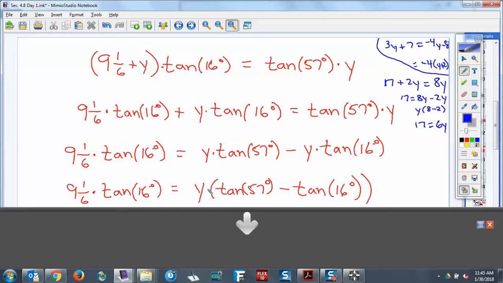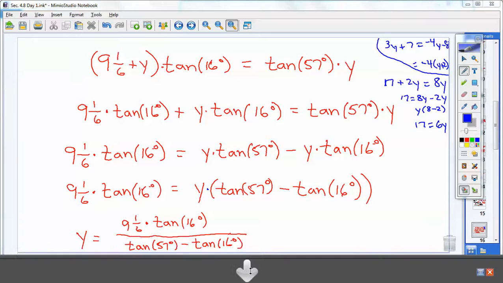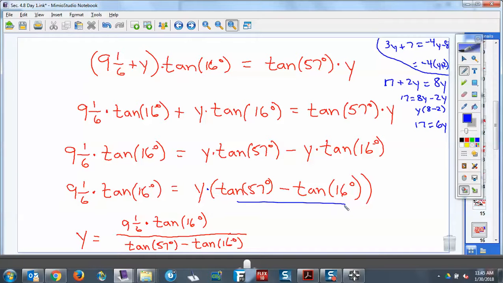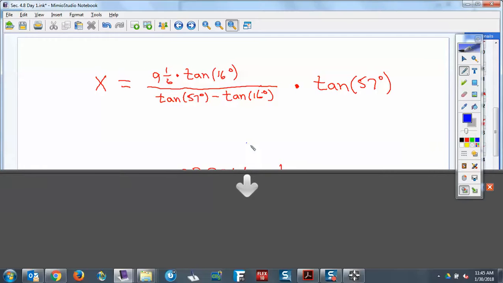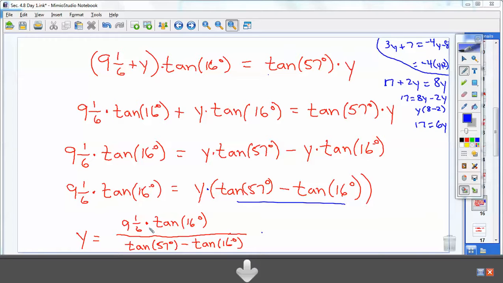You divide by 6, so what are we going to do here? We're going to divide by that big mess right there, that set of parentheses, right? That's just a number. Tan 57 minus tan 16 is just a number, okay? It's times y, so to get y by itself, we're going to divide by that quantity, the set of parentheses. Then I flipped it around, so we're going to have 9 and 1/6 times tan 16 all over that, okay? And that's what y is.